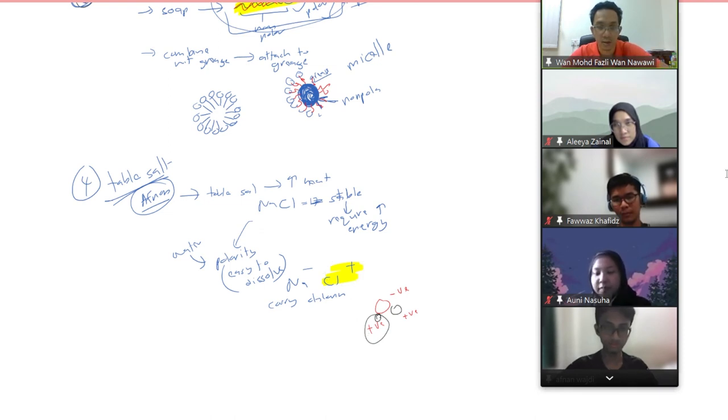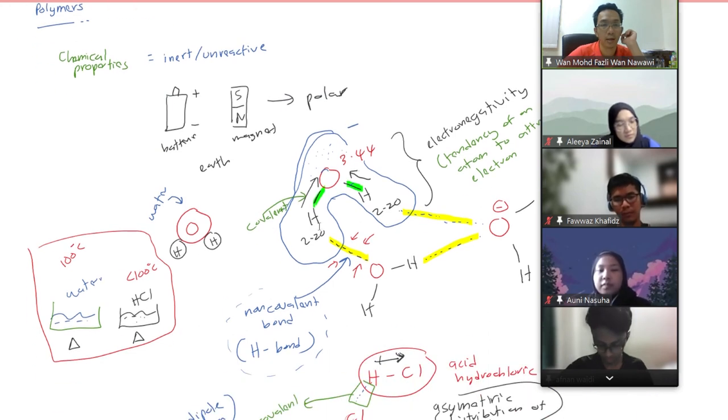So the positive part of the water here will attach to this. So we try to break that thing. It's like what we learned before in the last class. The positive hydrogen here will be attracted to the negative of the oxygen. So they have this magnet-like thing, and then we say that it's polar. It's polar, and can dissolve polar substances.